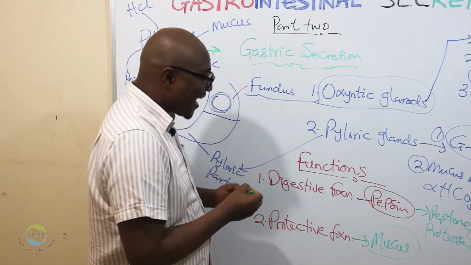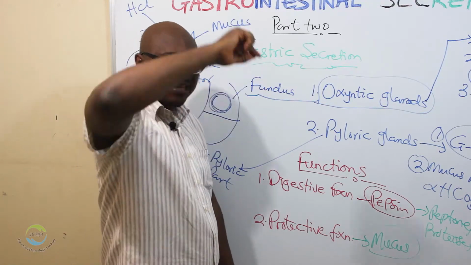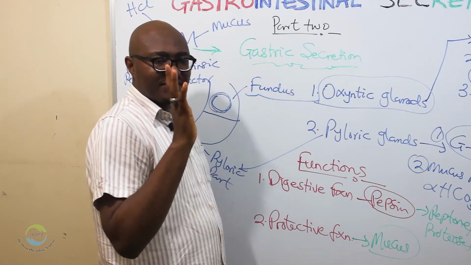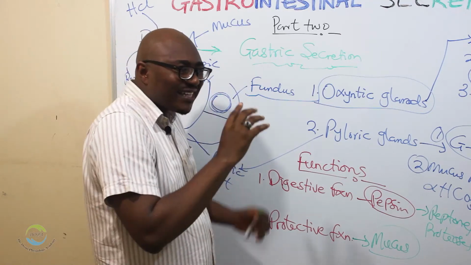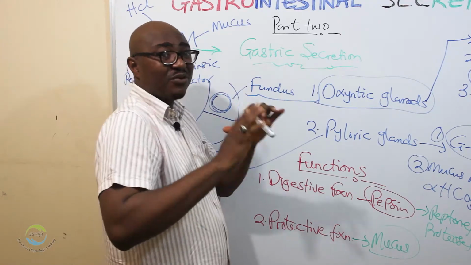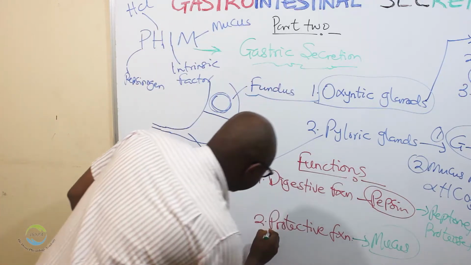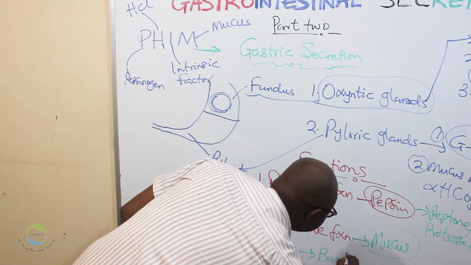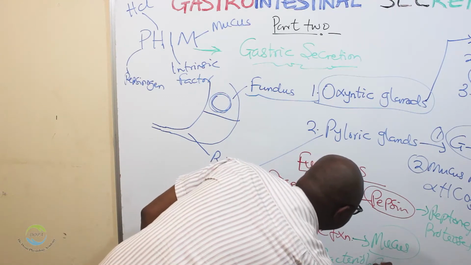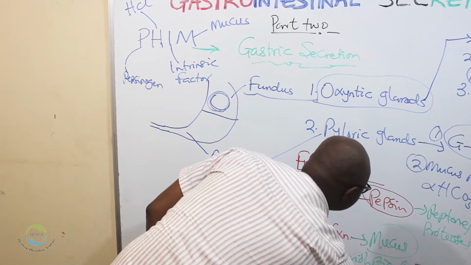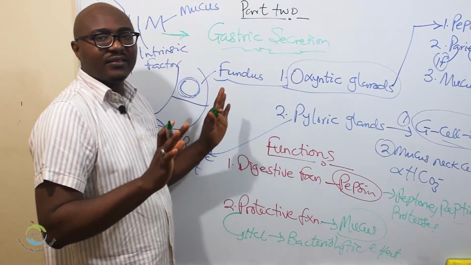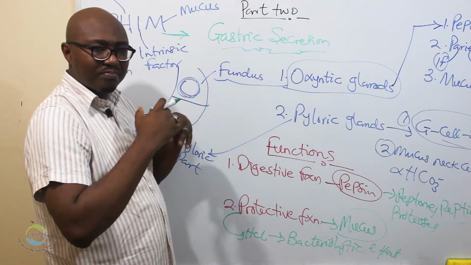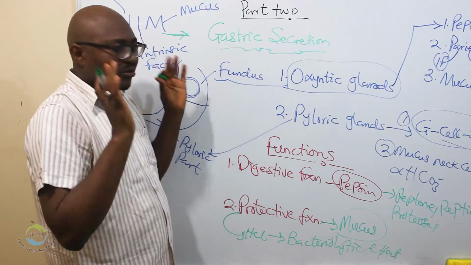So one of the things that hydrochloric acid does is to kill microorganisms that can harm you. So HCl has a bacteriolytic effect. It kills bacteria and makes the food safe. It kills all those bad, offending microorganisms.